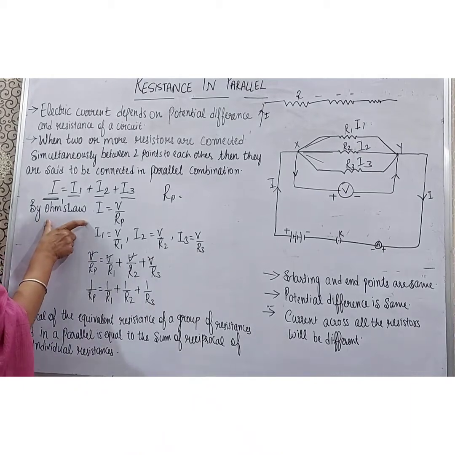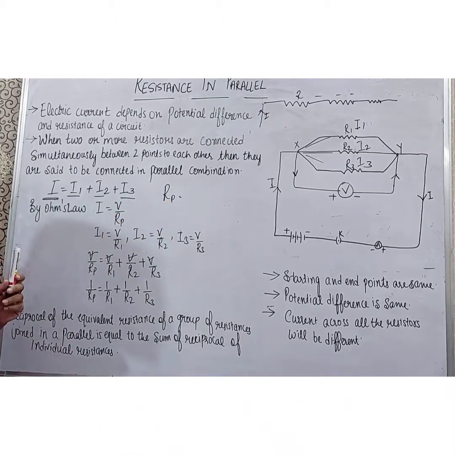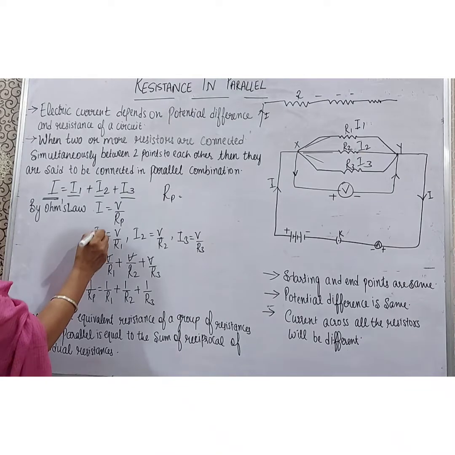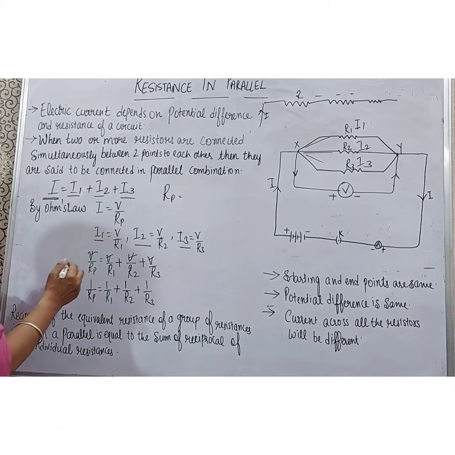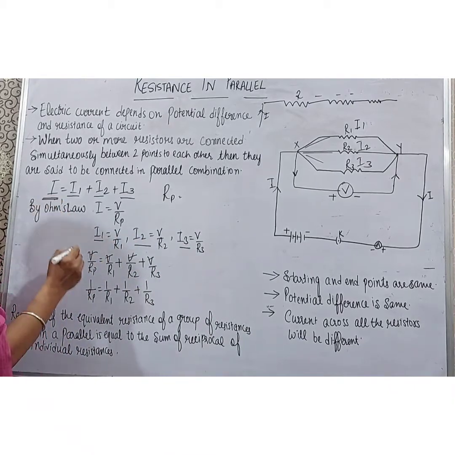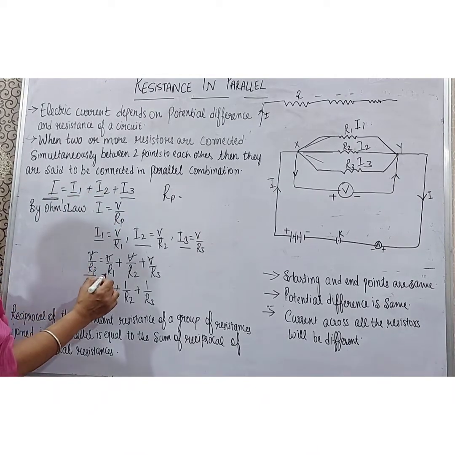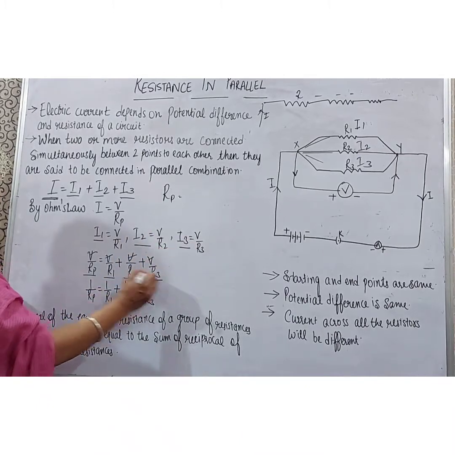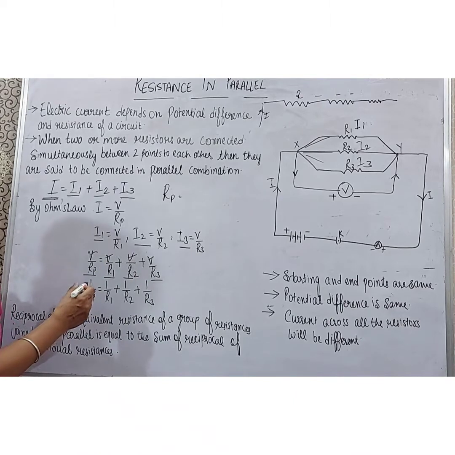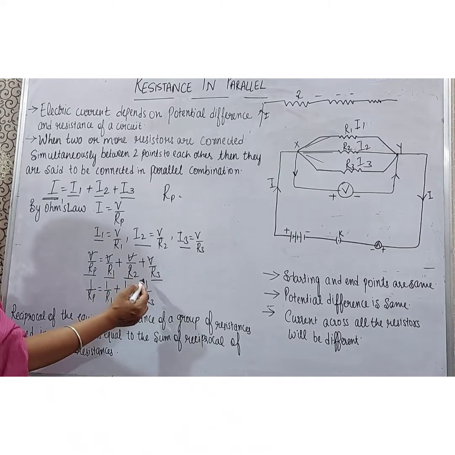So by applying Ohm's law, we know that current is equal to potential difference upon Rp, meaning total resistance. So we can also elaborate for the first resistance, second and third. We know I is equal to I1 plus I2 plus I3. I is equal to V upon Rp. I1 is equal to V upon R1, I2 is equal to V upon R2 and I3 is equal to V upon R3. By taking V common, we get 1 upon Rp is equal to 1 upon R1 plus 1 upon R2 plus 1 upon R3.